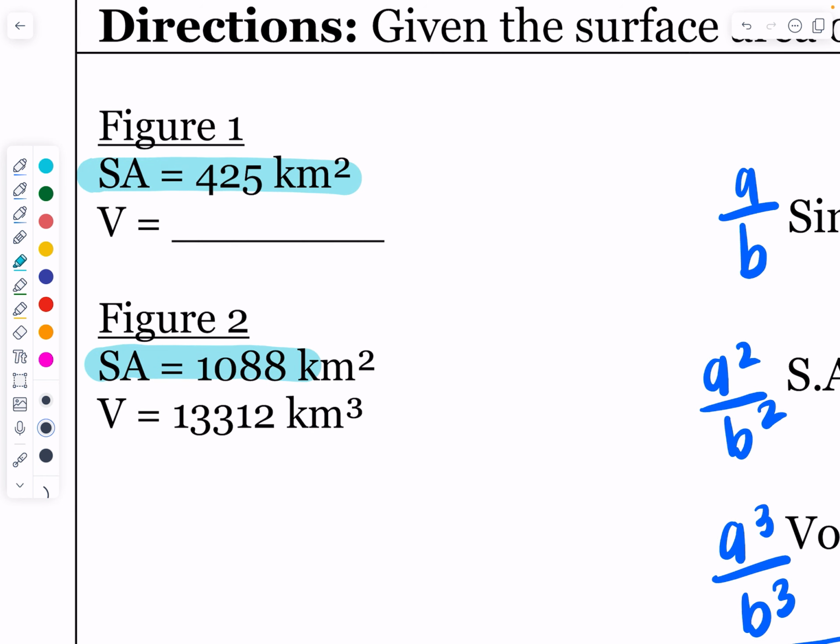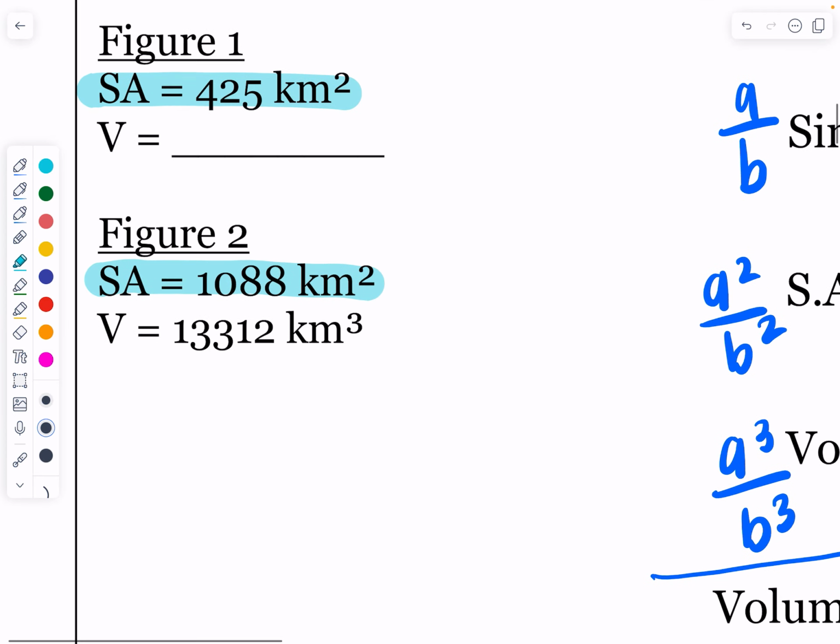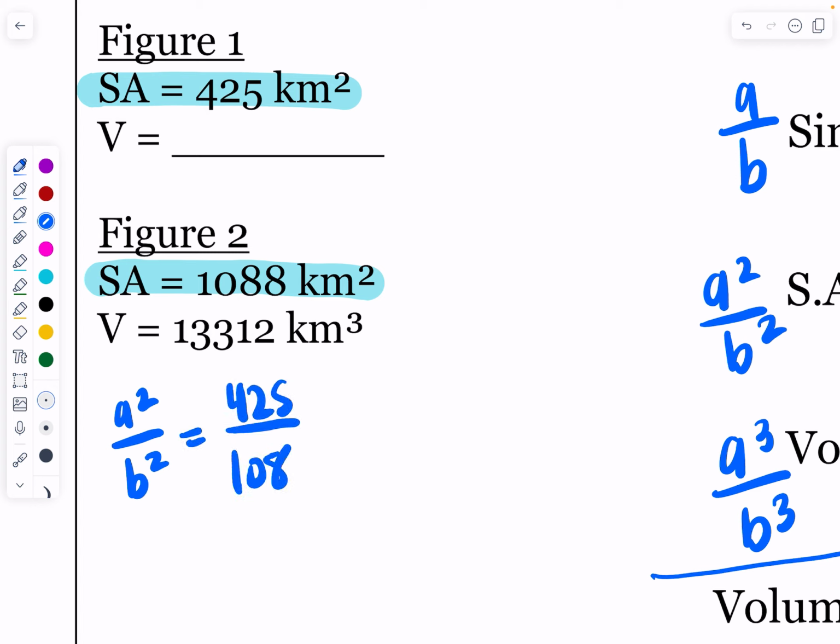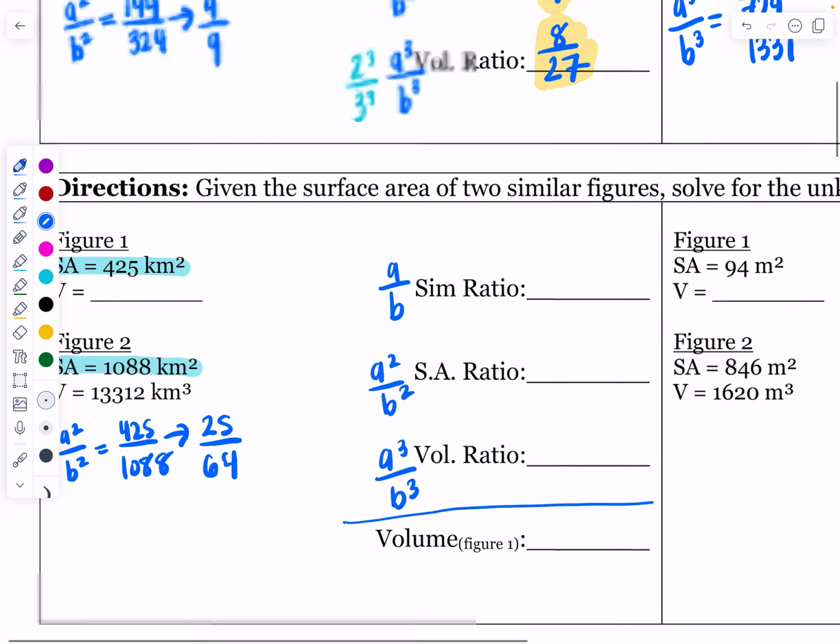So it says that the surface area of each figure is given. So what information is given on both as far as numbers that are filled in? Surface area. So that's going to be my A squared over my B squared is what I can fill that in for. So that's going to be 425 over 1088. We're going to reduce that fraction. 425, 1088 reduces to 25 over 64. And that is going to be my surface area ratio, which is level 2, 25 over 64.